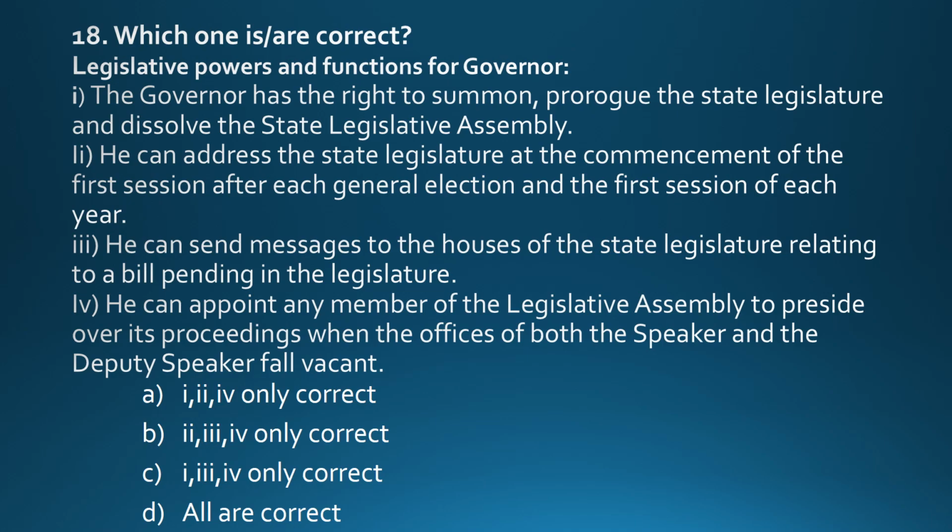Question number 18. Which one is correct? Legislative powers and functions of the governor. 1. The governor has the right to summon, prorogue the state legislature and dissolve the state legislative assembly. 2. He can address the state legislature at the commencement of the first session after each general election and the first session of each year. 3. He can send messages to the houses of the state legislature relating to a bill pending in the legislature. 4. He can appoint any member of the Legislative Assembly to preside over its proceedings when the offices of both the Speaker and the Deputy Speaker fall vacant.